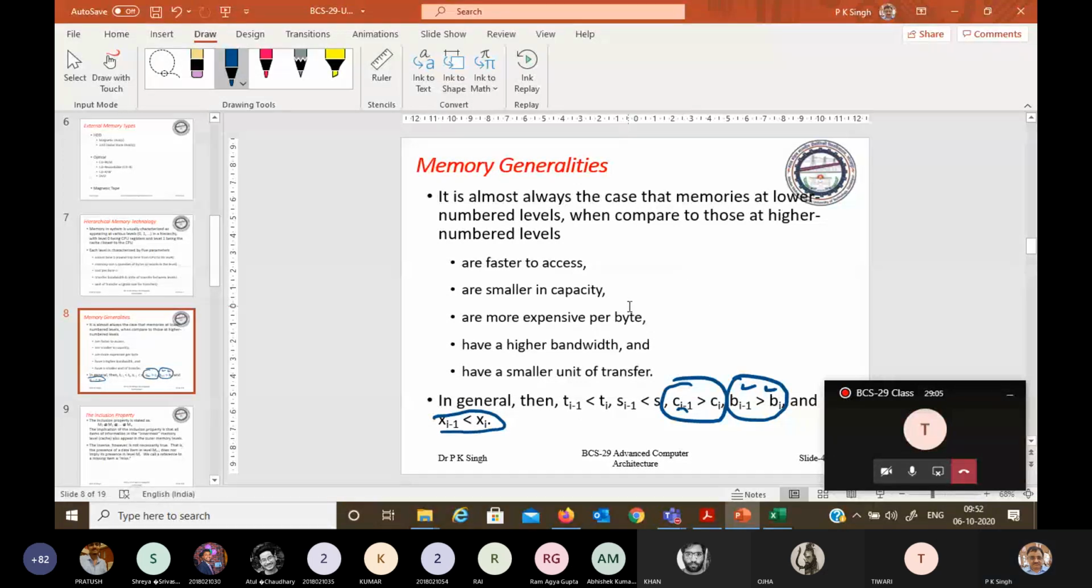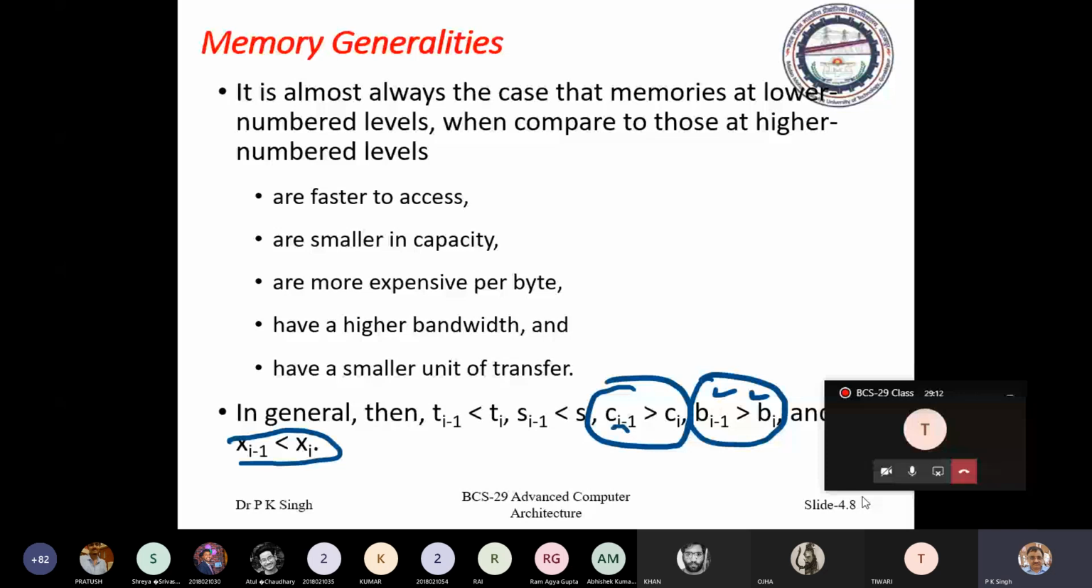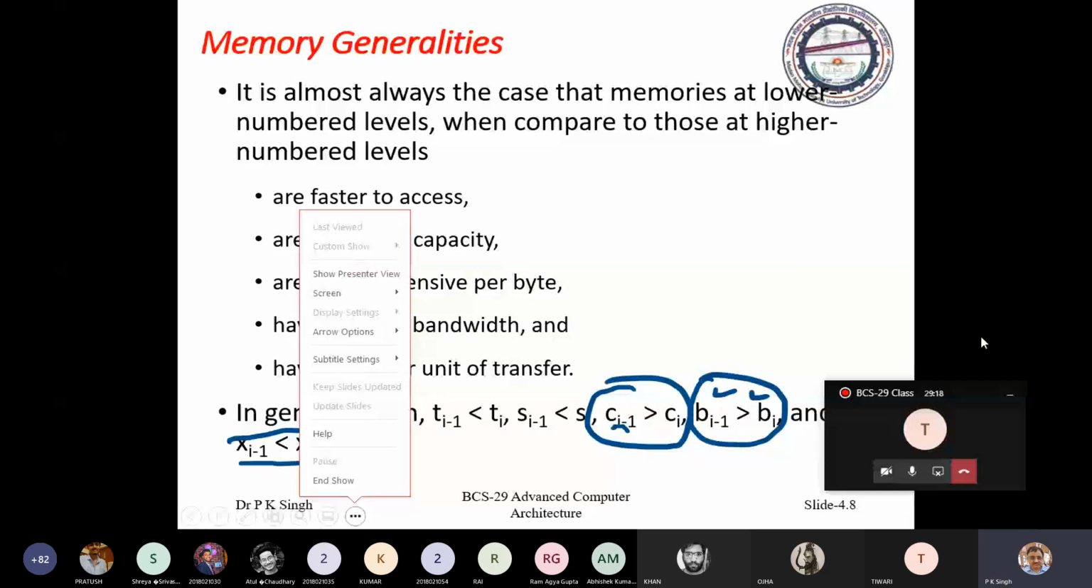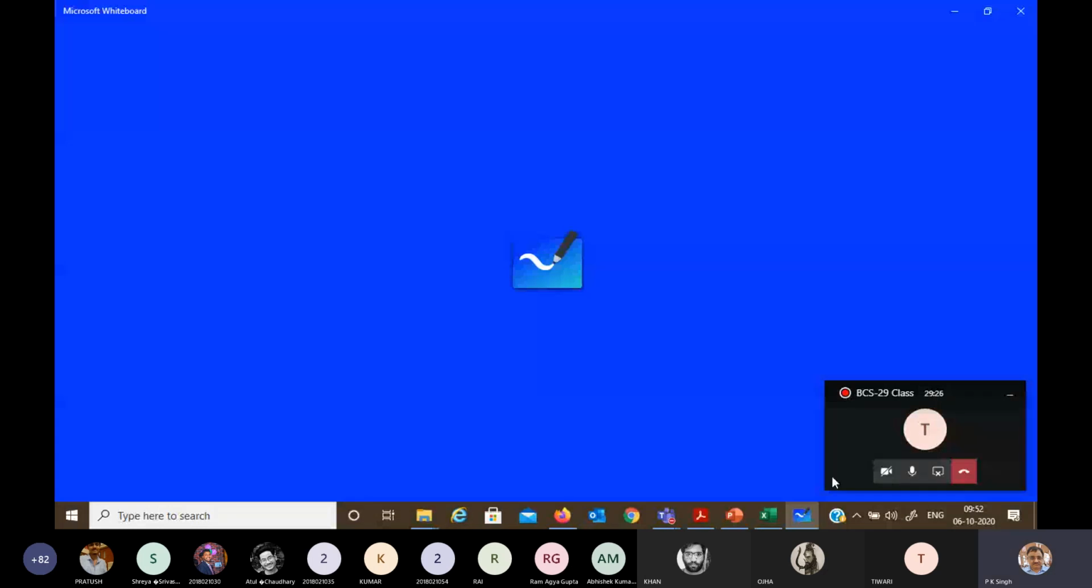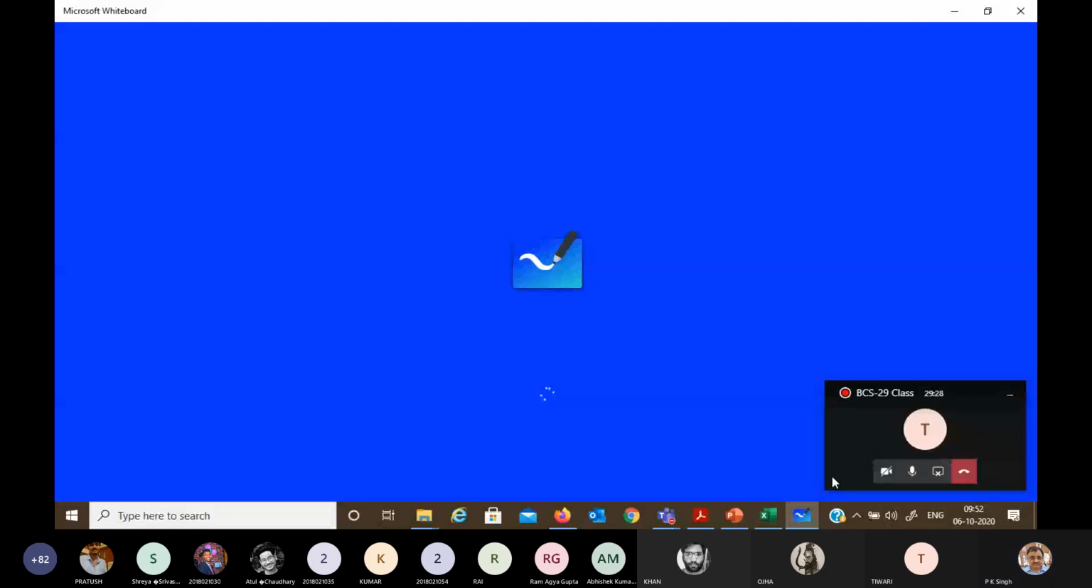So this is the property that we have. Okay, wait. We'll use the whiteboard.